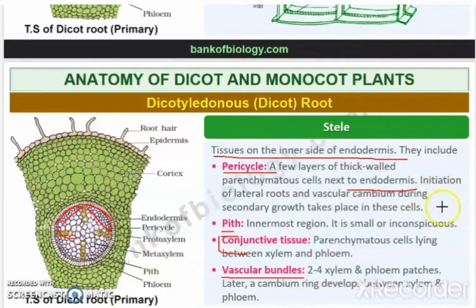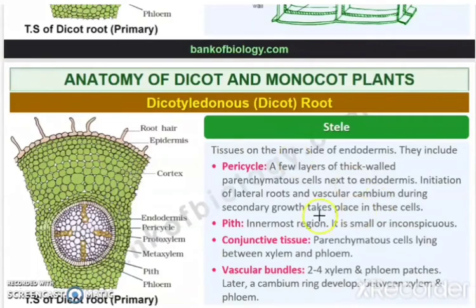And it is from this part there is initiation of lateral roots and vascular cambium during secondary growth taking place in the cell. So the secondary growth or the vascular cambium formation, and the lateral roots will arise from the layer which is called the pericycle. So initiation of this happens. Starting point is this pericycle layer. And what is this pericycle made up of? It is made up of few layers of thick-walled parenchymatous cell.